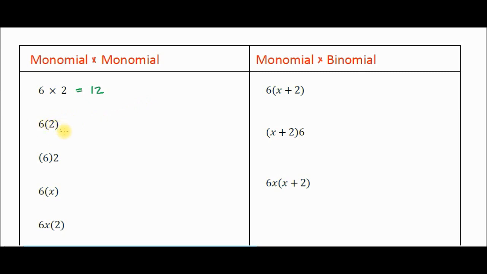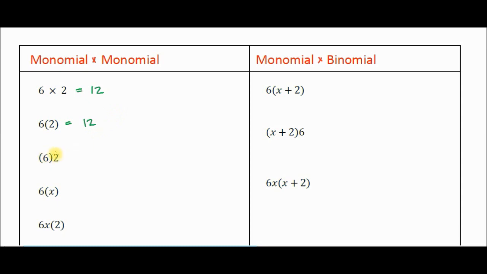Take a look at the next one. 6 parentheses 2 parentheses. Well, hopefully you all remember or know this, that the parentheses just means we're multiplying these two terms together. In fact, these two expressions are exactly the same. 6 times 2, this means 6 times 2, and that is also 12. I'm covering this just to make sure there's nobody in the class who is confused by these parentheses, and then everything else we do will be very difficult to understand.